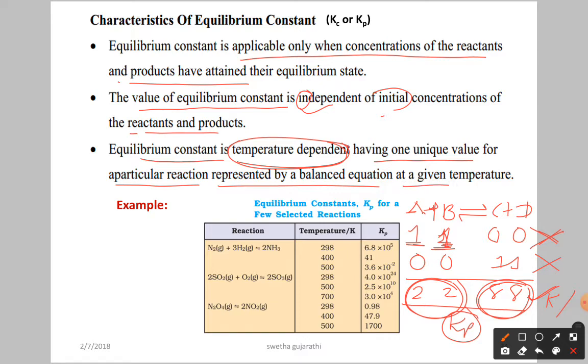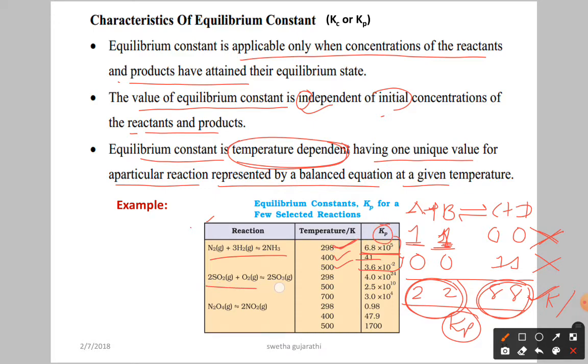Means here, for example, we have one table. For this reaction, at a particular temperature we have a particular value of K, only at this temperature. Now if you go to 400 Kelvin, we have this value. Next, 500 Kelvin, we have this value. It depends on the temperature. Once the temperature changes, the K value, Kp or Kc value, is going to change.